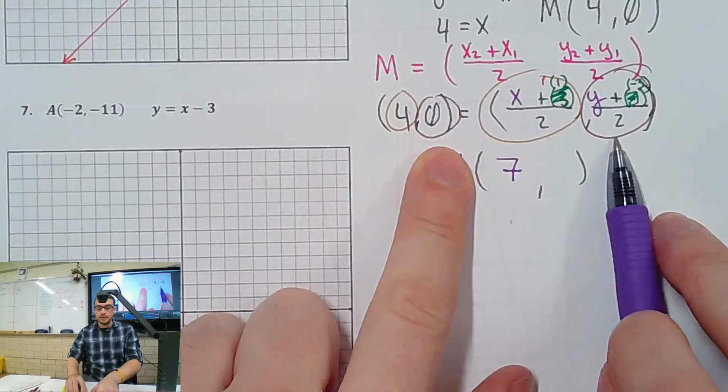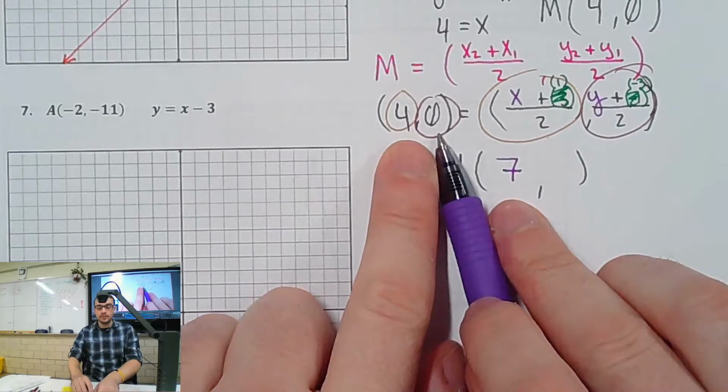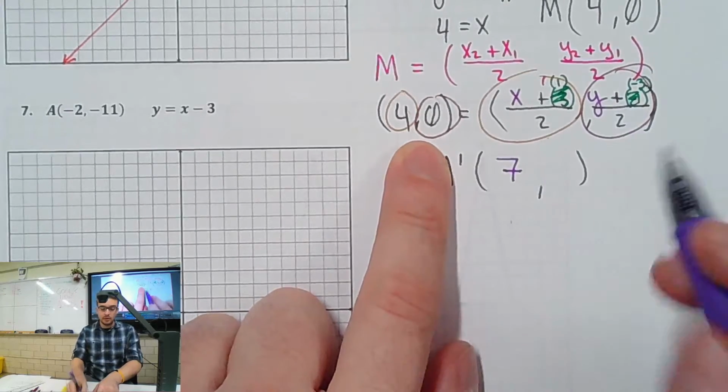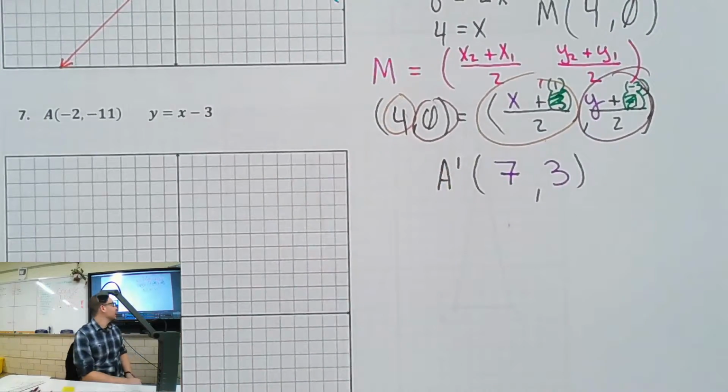Here, 0 times 2, we still get 0. Then add 3, because it's a minus 3. Yep. Add 3 and we get 3. And that's where A prime is going to be.